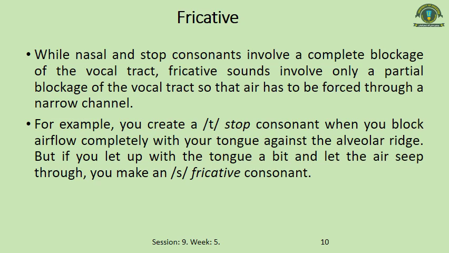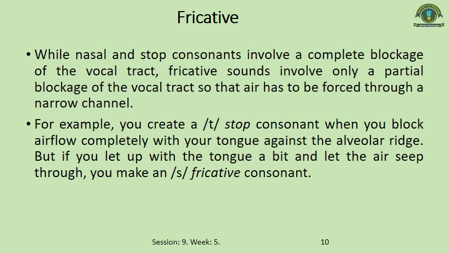So that means airflow needs some sort of narrow channel to get out of the mouth somewhere. We have two cavities, oral cavity and nasal cavity. The nasal cavity is not allowed except for three sounds, m, n, ng. So that means the oral cavity. But we need what? A narrow channel. And the statement says, for example, you create a t stop consonant when you block airflow completely with your tongue against the alveolar ridge, isn't it?